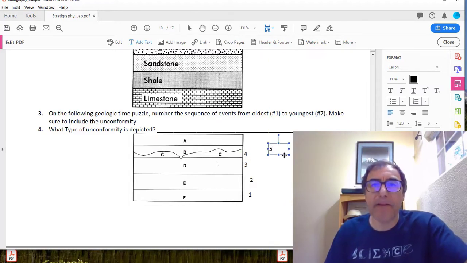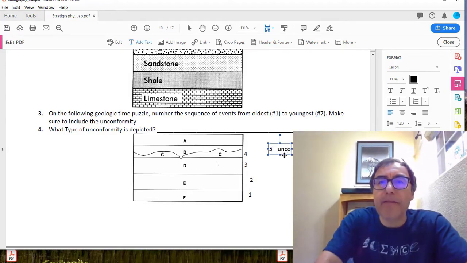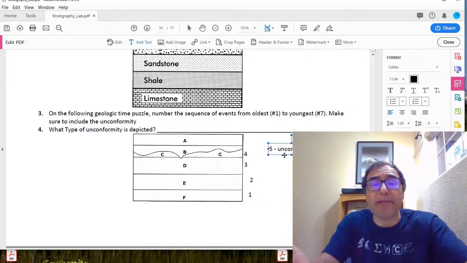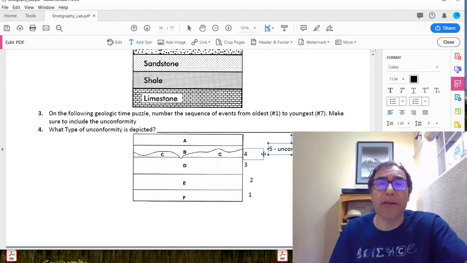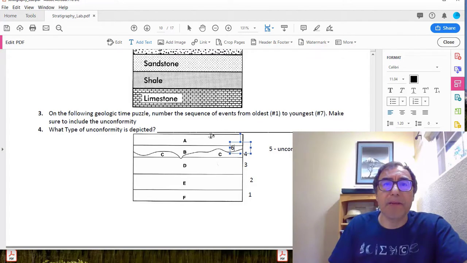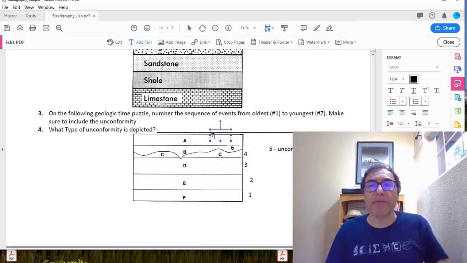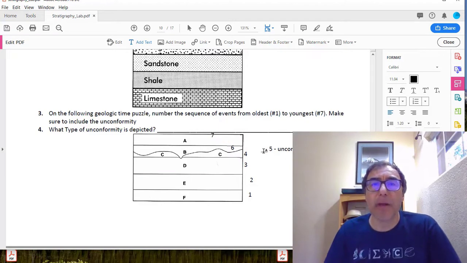We'll put 5, and let's label that that's going to be some unconformity. So that is an event. It's an erosion event, right? So we want to document that unconformity. And then for letter B here, that's going to be our 6th event. And finally, the youngest event is going to be number 7, which is the one on top here, based on the principle of superposition. So you do want to make the unconformity one of your events. And then you can tell me what type of unconformity that is based on what you see there.